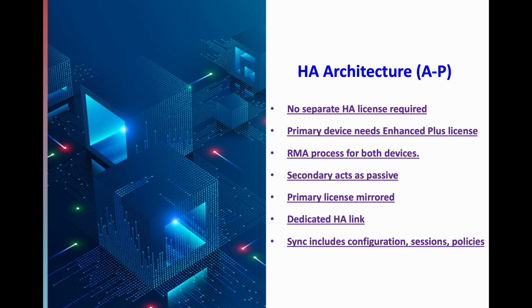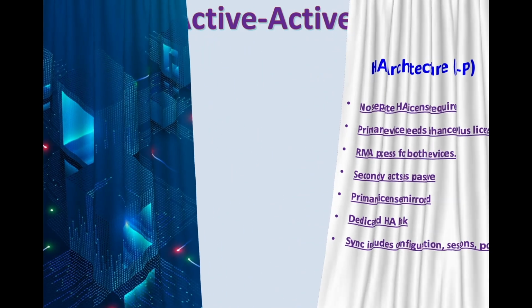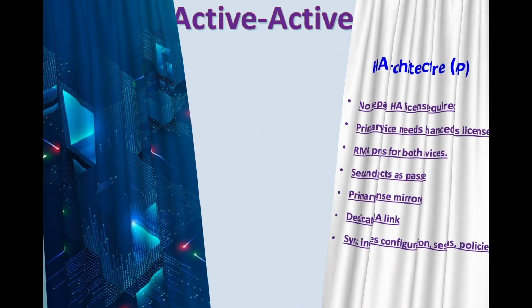Whenever the primary goes down, it sends the information to the secondary firewall, including policies, configurations, and sessions. The primary firewall goes into standby mode, the secondary firewall acts like the primary firewall, and the traffic resumes. Now let's check the active-active mode.